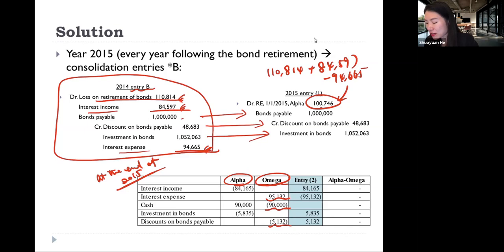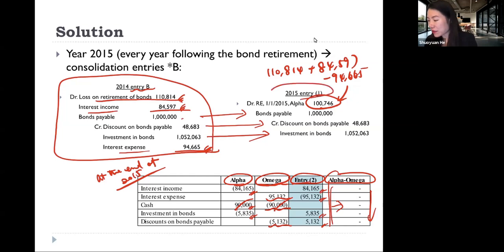From Alpha's side, Alpha is receiving the cash interest payment. It is recording it as interest income. The difference is a reduction in the investment in bond account. If you view the two firms as one firm, nothing should be recorded. So the consolidation entry we should make here is to write off the interest income recorded by Alpha, and write off the interest expense recorded by Omega. The cash payment just cancels itself out. We need to write off the reduction in the investment account recorded by Alpha and write off the reduction in the discount on bond payable account recorded by Omega. So we just write everything off so that it will appear as if nothing happened.